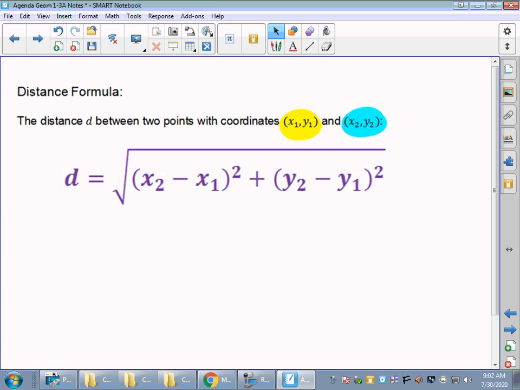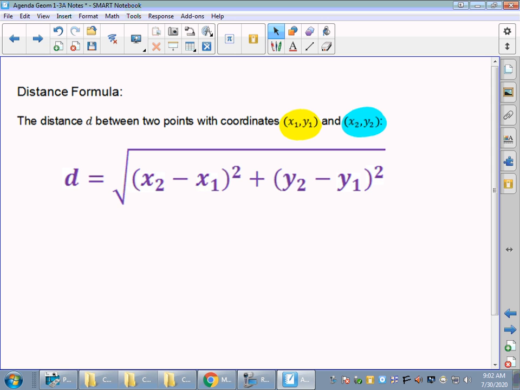Remember, we square rooted when we did the Pythag too, right? So square rooting is nothing crazy. We're going to subtract our x's, so x2 minus x1, and then square that answer. And then we're going to add to that, subtract the y's, y2 minus y1 squared.